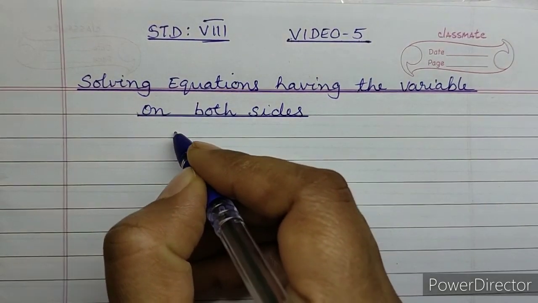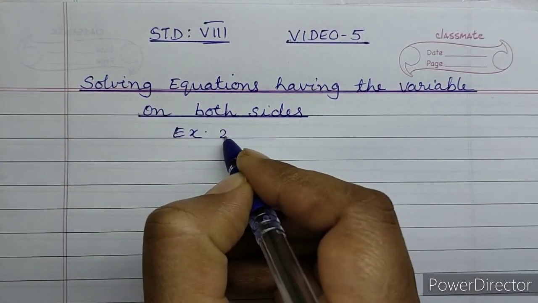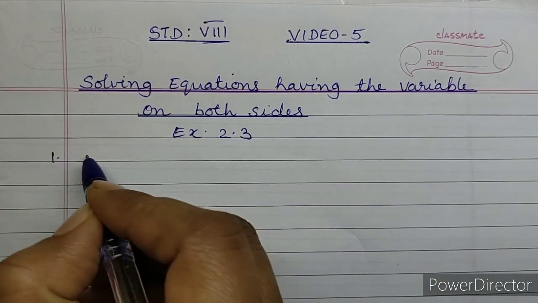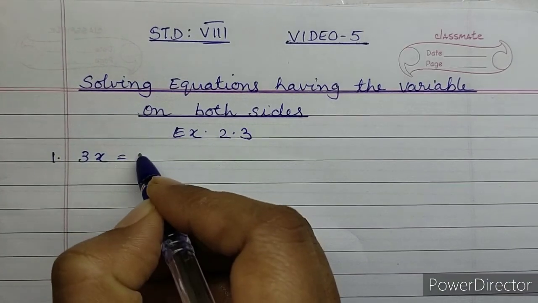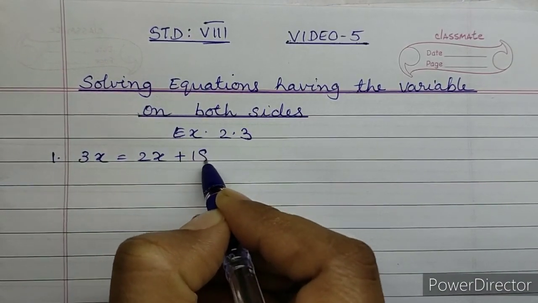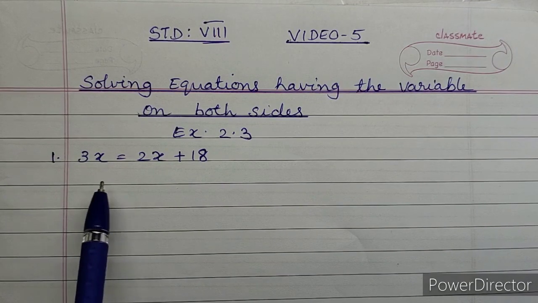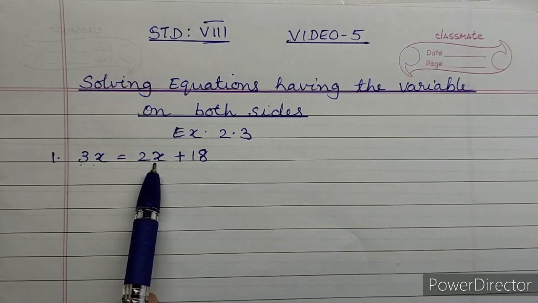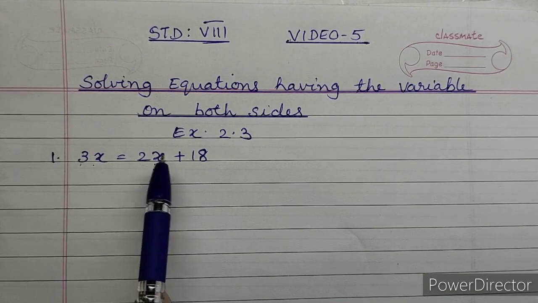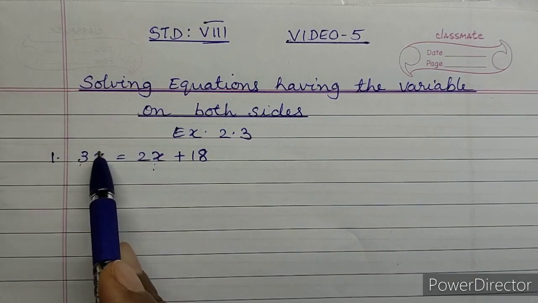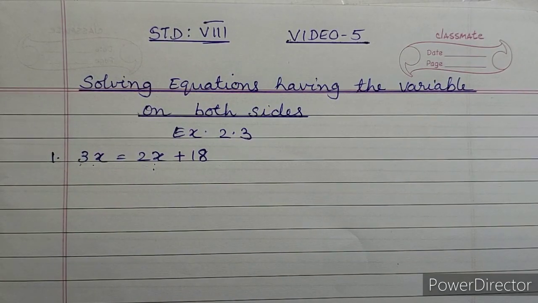This is exercise 2.3. In that, I will show you the first sum: 3x equals 2x plus 18. So on both sides, LHS also, RHS also, you have the x variable. Here this is 3x, and in the RHS portion 2x is there. So both the x terms you have to bring together. That means this 2x you have to bring to the left hand side.